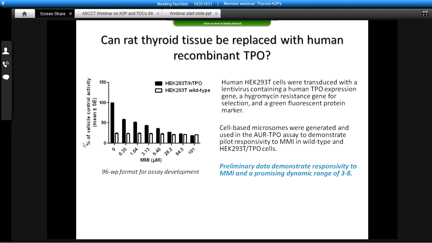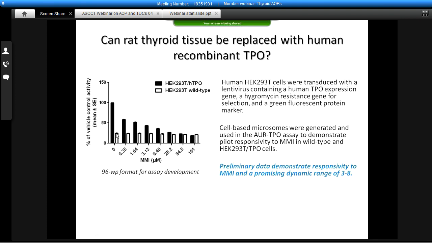And the preliminary data are quite promising. I'm showing you some of the pilot data on the left-hand side now. On the y-axis is percent of vehicle control activity for Amplex UltraRed TPO. And on the x-axis is an increasing concentration of methimazole. This was done in a 96-well plate format for assay development purposes. You can see that the black bars, which correspond to the cells that would be expressing human TPO, show a response to increasing methimazole concentration. So there appears to be TPO activity that is inhibited by methimazole exposure.